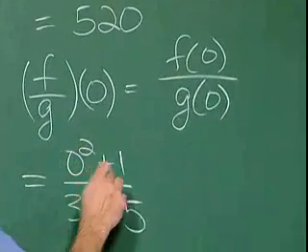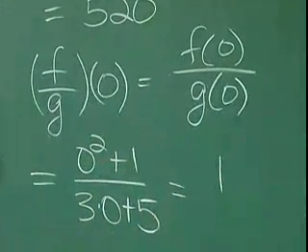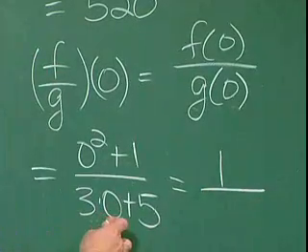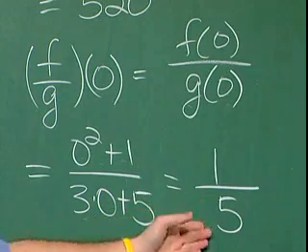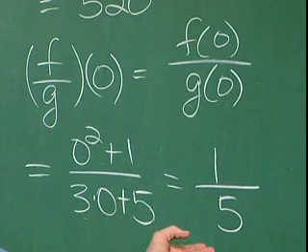Well, 0 squared plus 1, of course, is 1. 3 times 0 for 0 plus 5 is 5. So that's equal to 1/5.